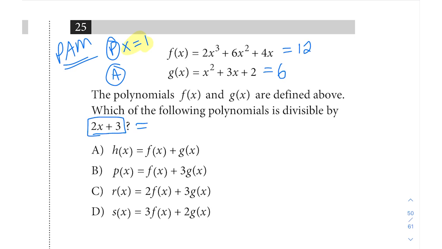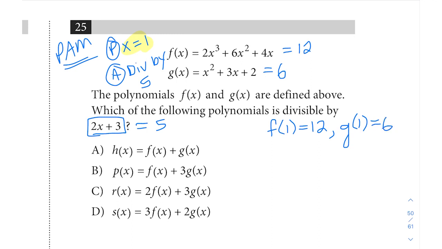Now, to figure out what's divisible by 2x plus 3, again we're still using 1. So when we answer this question, we're going to get numbers for everything. 2 times 1 is 2, plus 3 is 5. So basically, this question translates into which of these, the correct answer, is going to be just anything divisible by 5. Now let's take a look at each of our answer choices.